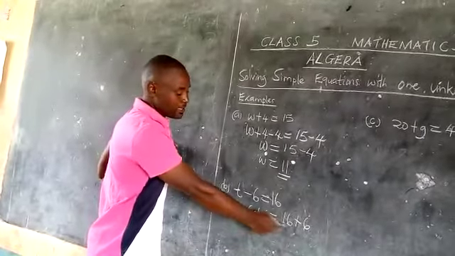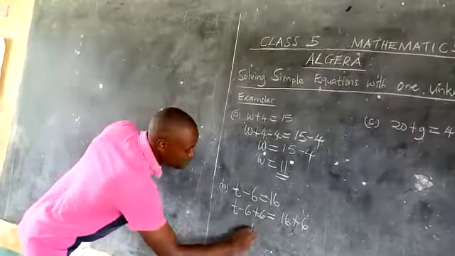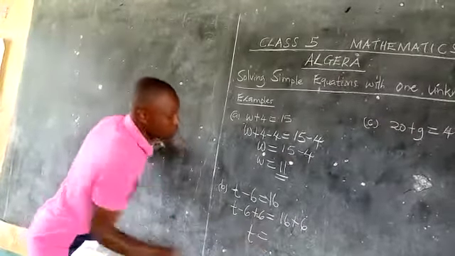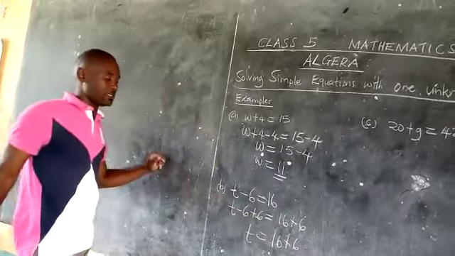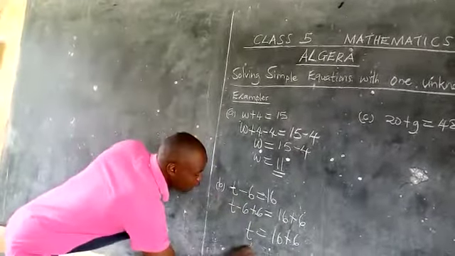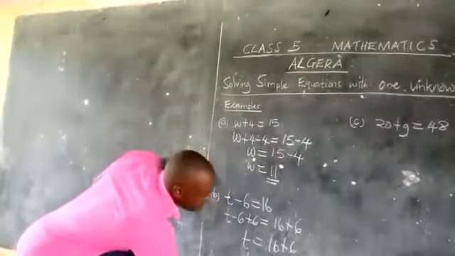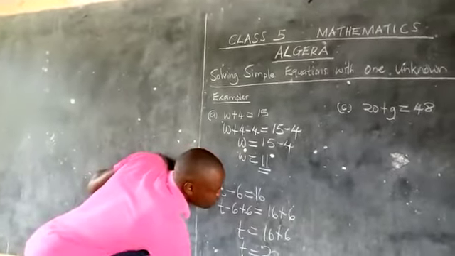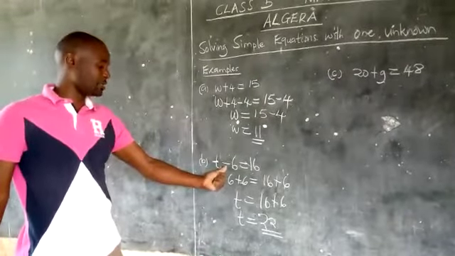Is equal to 16 add 6. Now here we shall remain with T is equal to 16 add 6. So the value of T is equal to 22. So you are supposed to be very keen with the operation sign.